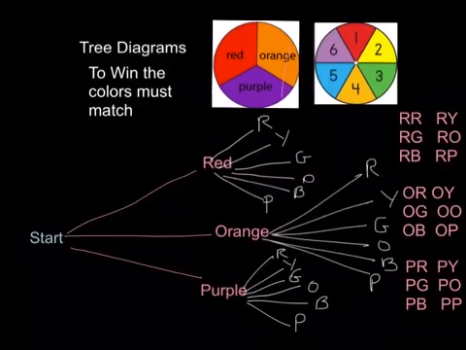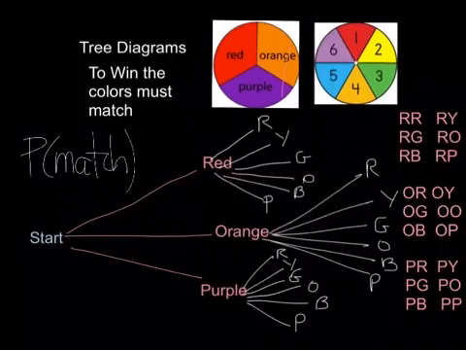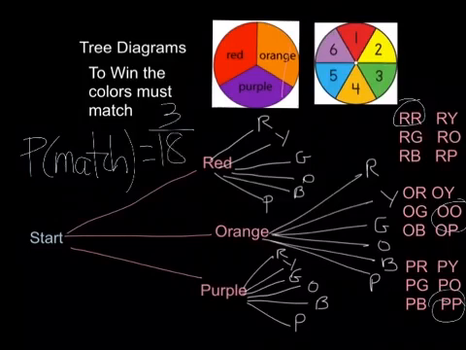Once I know my total outcomes, I can use that to see what's the probability of actually getting colors that match. The probability of a match, let's see how many of these the colors match. Red, red, orange, orange, purple, purple. So of the 18 outcomes, only 3 of them are a match out of 18. That means the probability of getting a match is 1/6, or 17%.